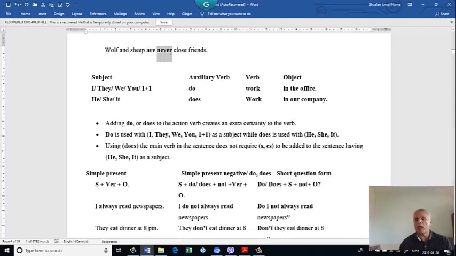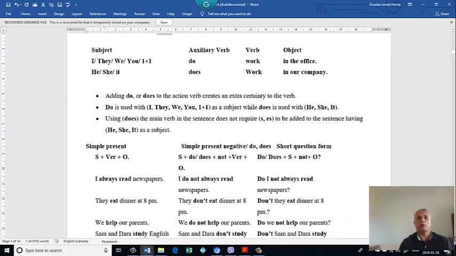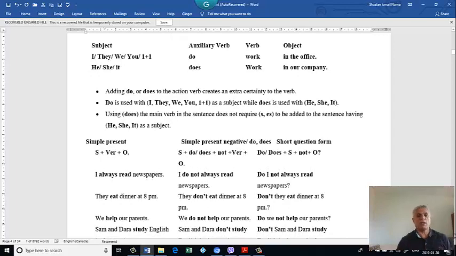Sometimes we add do and does as an auxiliary verb to the sentence. Here I have the subjects I, they, we, you. We could sometimes say one plus one, or a plural subject. Then we use do with them. Then I have the root of the verb. Then I have an object, sometimes called a complement. Then I have he, she, it. I have to use does with them. Then work in our company.